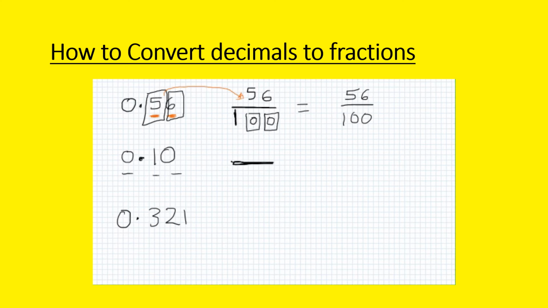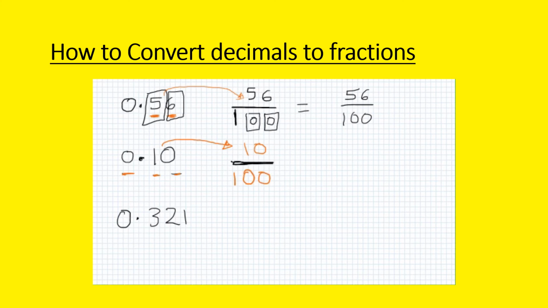So the 10 goes at the top. You can do it this way if you like. 10 goes at the top. There we go. And how many digits did I say I had space for? 1, 2, 3. Well, that's going to be a 1, 2, 3.